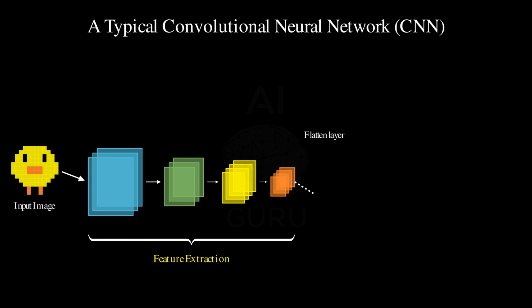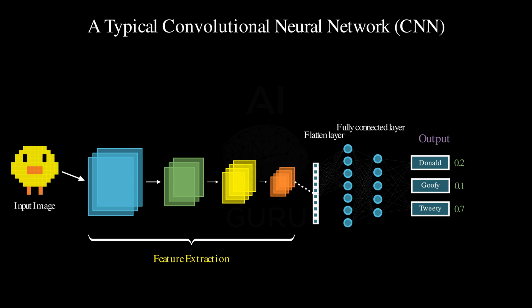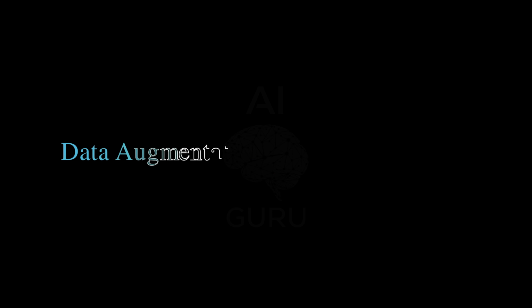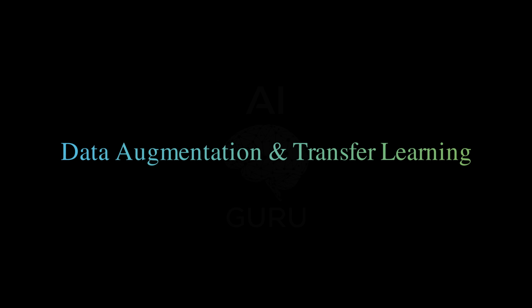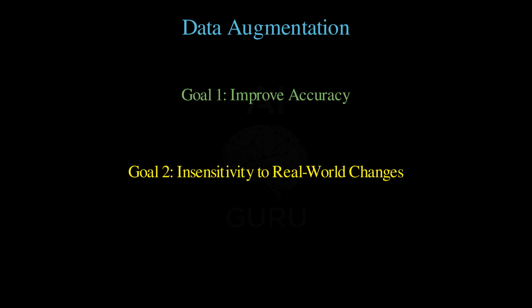So now we have the architecture. But making a CNN that's actually useful in the real world is about more than just the design. We need to make it robust. Let's talk about data augmentation. Data augmentation is huge. The goal is twofold. First, you improve accuracy, especially if your data set isn't that big. And second, you teach the network to be insensitive to small real-world changes.